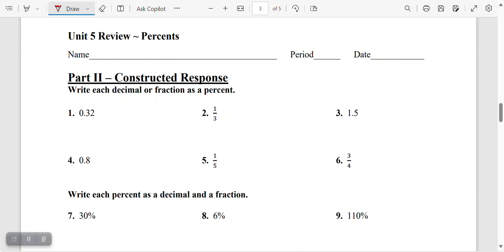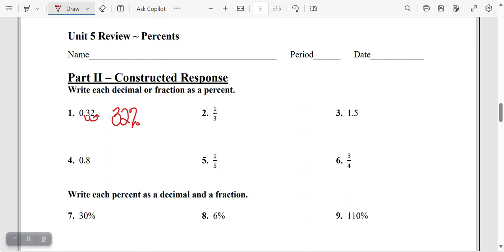So beginning with the constructed response, the first set of problems ask you to write each decimal or fraction as a percent. So when you're given a decimal, we're just moving the decimal 2 times to the right. That's the same as multiplying by 100, and we get 32%. For question 2, some of you know what 1/3 is as a decimal. That's definitely helpful. If not, you have to divide.